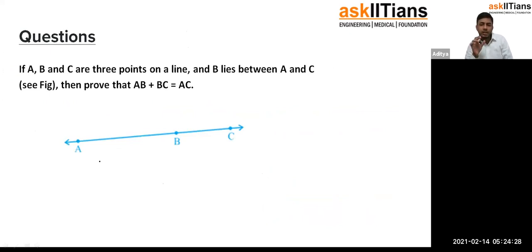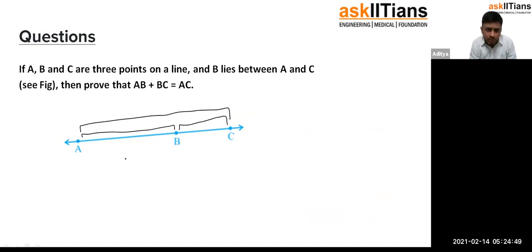If A, B, C are 3 points on a line and B lies in between A and C, then we have to prove that AB plus BC would be equal to AC, correct? Look, here we can observe that the length AB is a part of the whole line segment AC, and BC is actually the remaining part of the whole line segment AC.